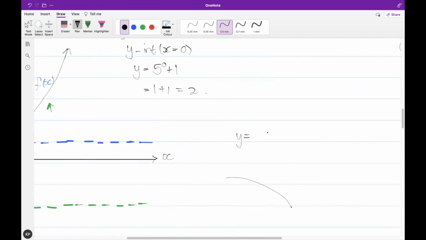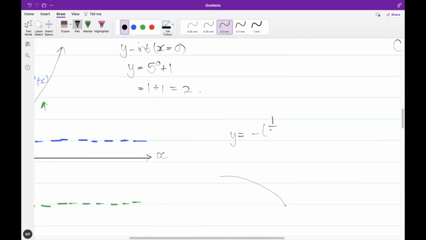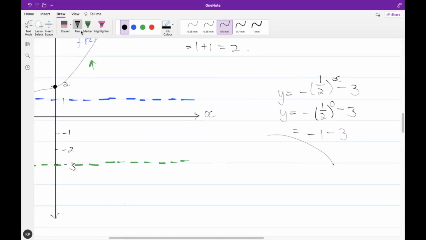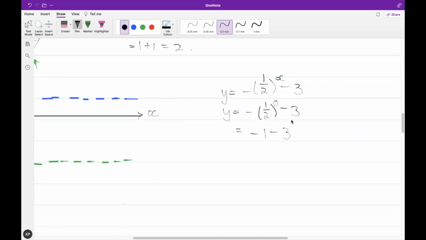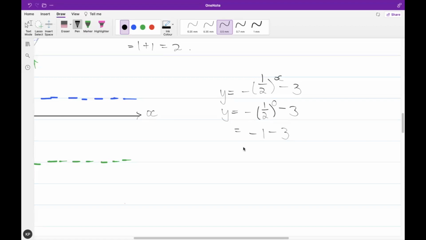y-intercept. y is equal to negative a half to the power of x minus 3. So if I make x 0, this will be negative a half to the power of 0 minus 3, which is equal to -1 minus 3. And what is -1 minus 3? That is equal to -4, which is my intercept.